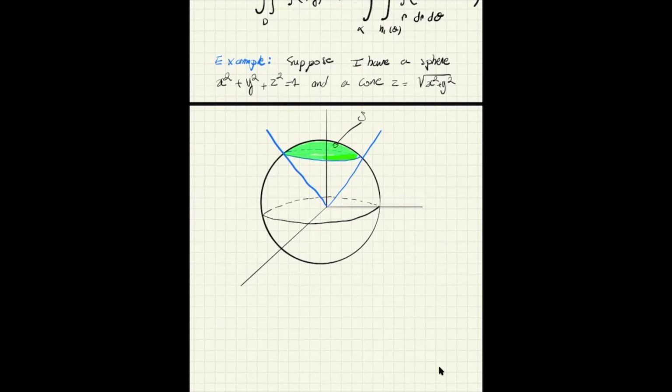And here we have z equal to x squared plus y squared. And here we have the sphere x squared plus y squared plus z squared equal to 1. So we have to first find the intersection. First find the intersection.